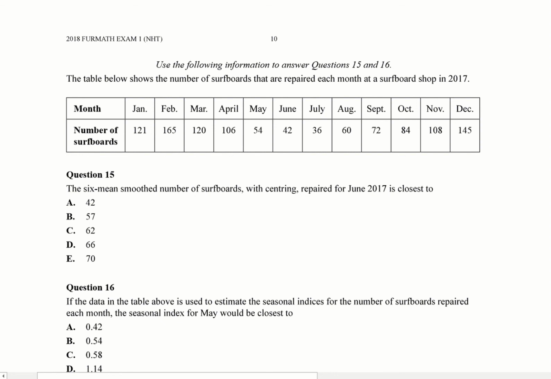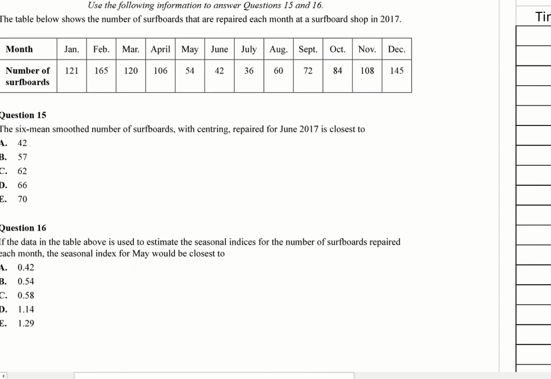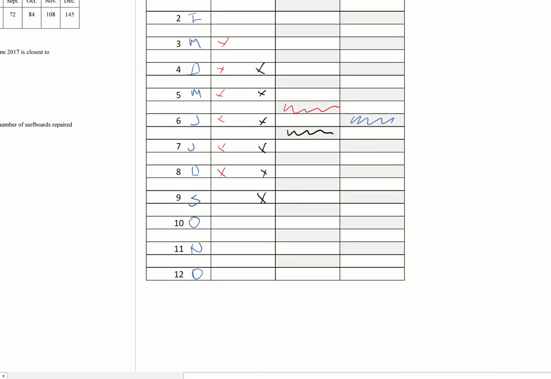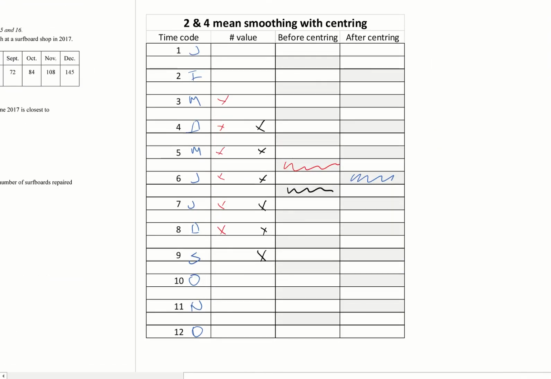Okay, this one is a little bit more annoying purely because of the timing involved. The 6-month smoothed number of surfboards with centering repaired for June 2007 is closest to. Now you could probably do this in your calculator, if you've got the right sort of formula put into it. But I'm going to show you a way you can do it sort of manually, and it will give you the right answer. This is something I've prepared earlier, surprisingly, and I just put it together in Excel.